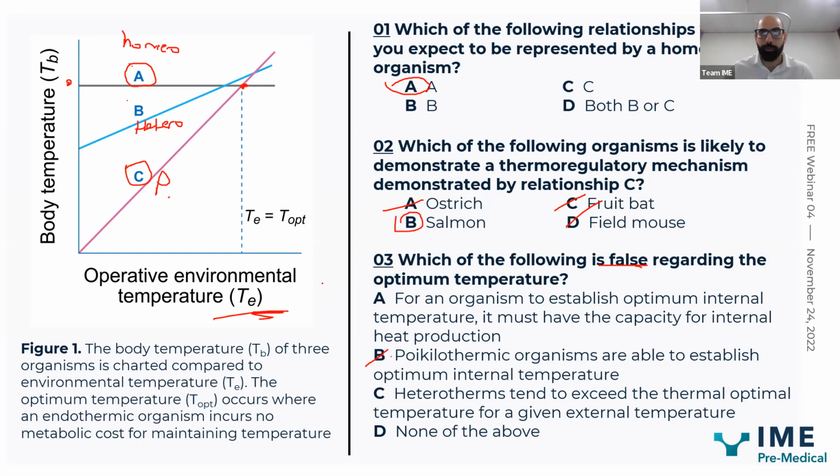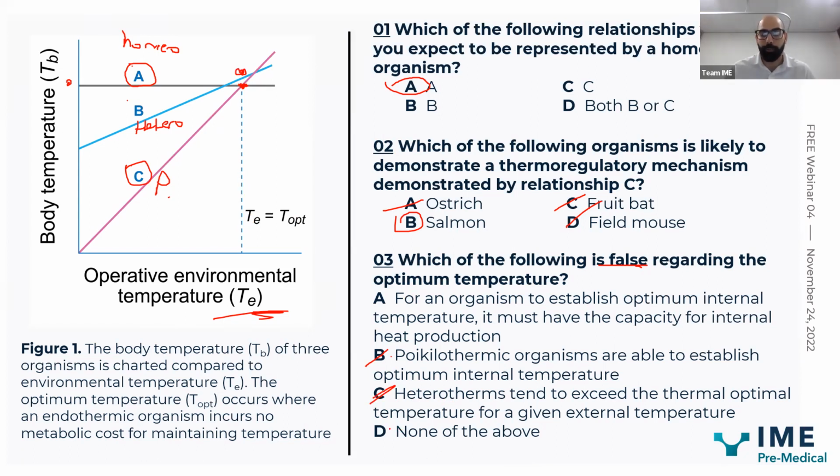C says heterotherm. So remember, heterotherm is in between. Tend to exceed the thermal optimal temperature for a given external temperature. You can see here, a homeotherm and a poikilotherm actually reach optimal temperature at the operative environmental temperature. So they definitely can, whereas heterotherms, it's a bit higher. You can see it's just a bit higher. So therefore, this option is a true statement, and therefore it's not false, which means it's an incorrect option.